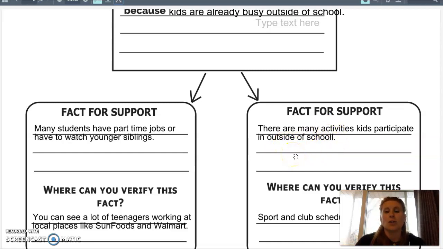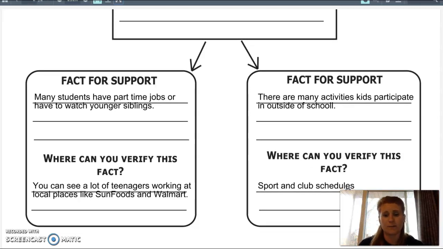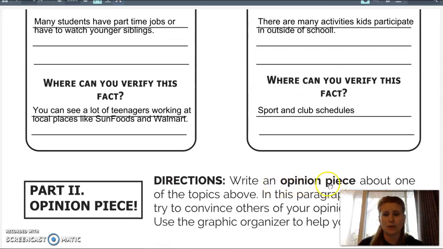Oops. So the next part I have to do is I have to show how could I prove this? Well, how could I verify that? Well, you see a lot of teenagers working at local places like Sun Foods and Walmart. So I can prove it by going to the store and seeing how many young people are working. I can also prove that there's a lot of activities because I can just take a look at the sports and the club schedules that we have at Humboldt to know that kids are involved. So today the goal is to write an opinion piece about the topic. And you're going to be writing a paragraph that uses facts, and you need this organizer to help you.